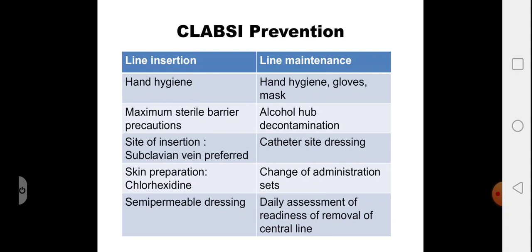Change the administration sets, say the IV fluid lines, every 4 or 7 days, and if you've given a blood transfusion, it's better to change within 24 hours. And daily we have to assess the readiness for removal of the central line. If we see any redness, swelling or tenderness, it's time to remove the central line.